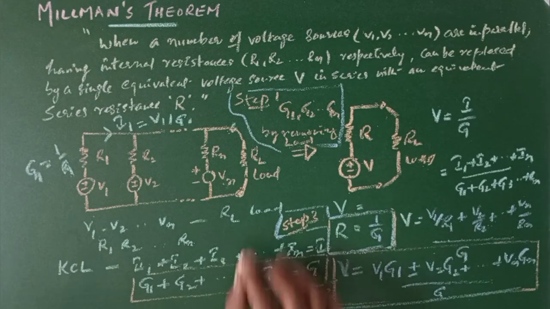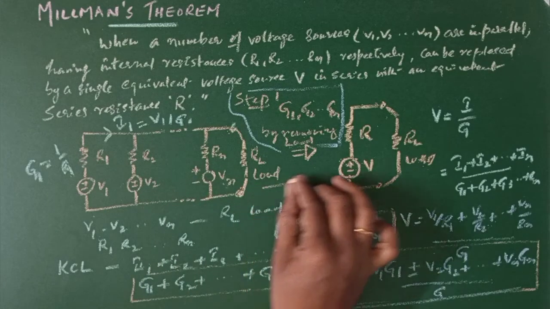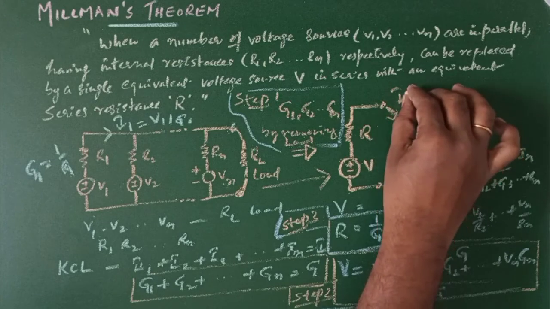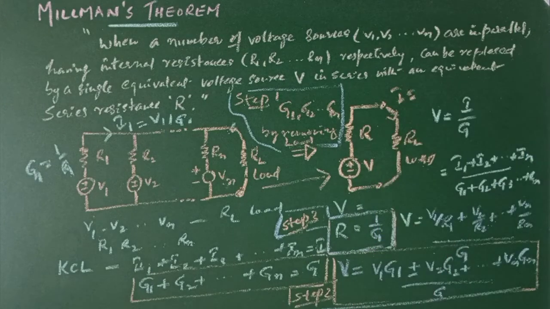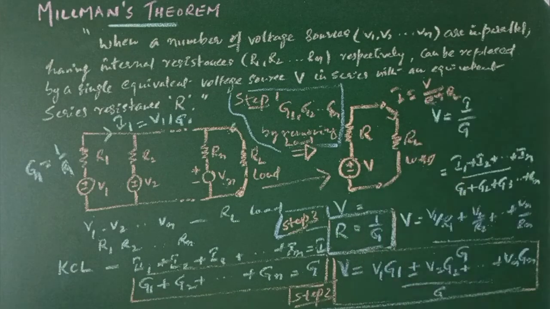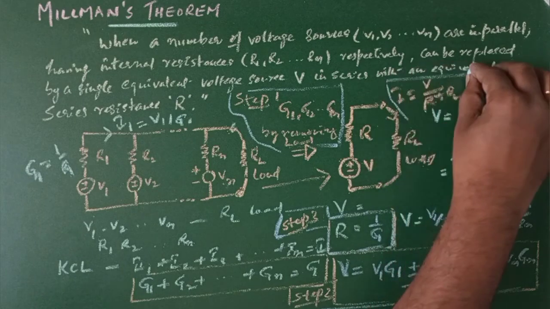Now, once you transform this parallel circuit into Millman's circuit, you can find out the current I flowing through this by the formula I equals V by R plus RL, where R is the Millman's resistance and RL is the load resistance. This is step 4.